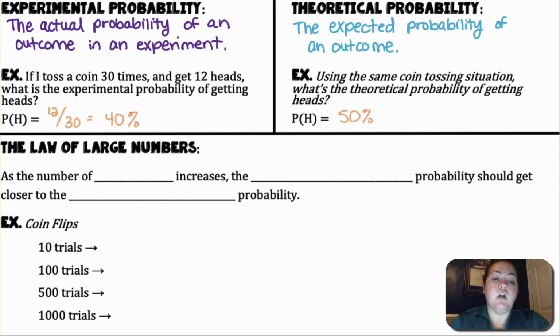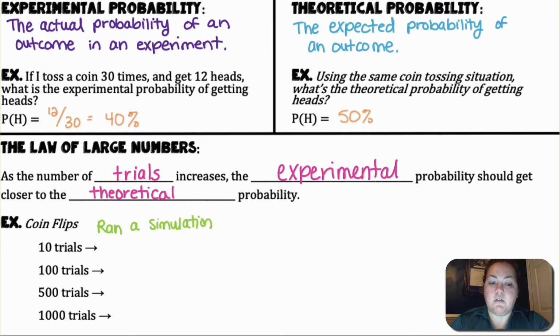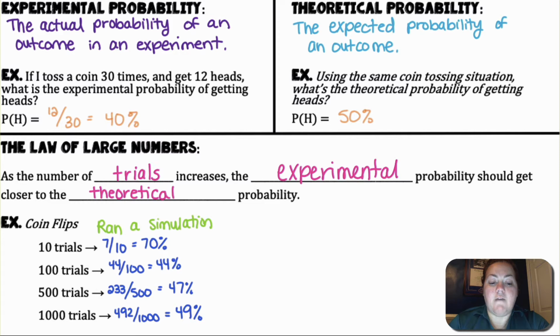heads. The law of large numbers is one of the main laws that we talk about in statistics. As the number of trials increases, the experimental probability should get closer to the theoretical probability. All right, so if we're doing the coin example and I ran a simulation for 10 trials, maybe I had 7 heads, 100 trials, maybe I had 44 heads, 500 trials, maybe I had 233, and 1,000, I got 492 out of 1,000. So you can see the percentage as I do more trials is getting closer and closer to the theoretical probability of 50%.